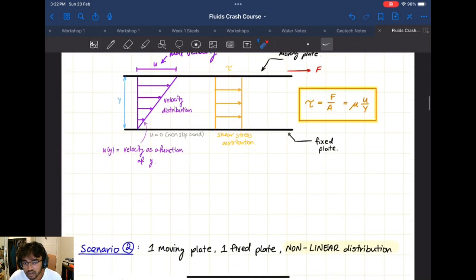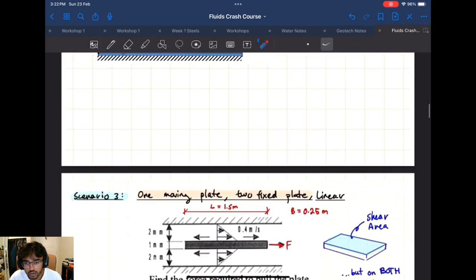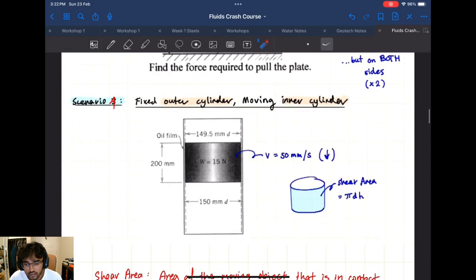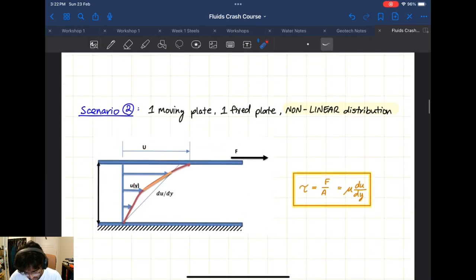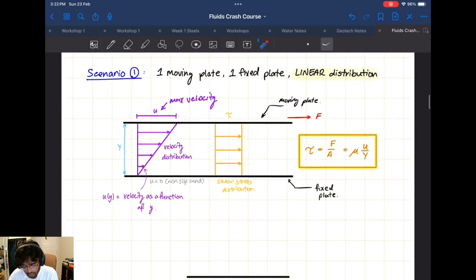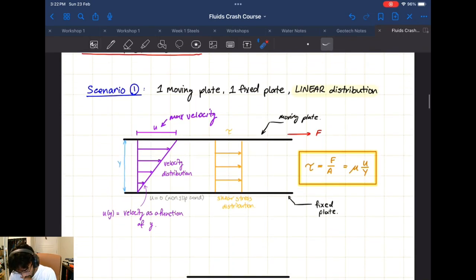So there's a few scenarios: scenario 1, 2, 3, and 4. I'll pretty much explain what's going on. In scenario 1, we've got one moving plate and one fixed plate. You can imagine there are two plates on top of each other, and between these plates there's some fluid moving through. The top plate is moving, and the bottom plate is just still.